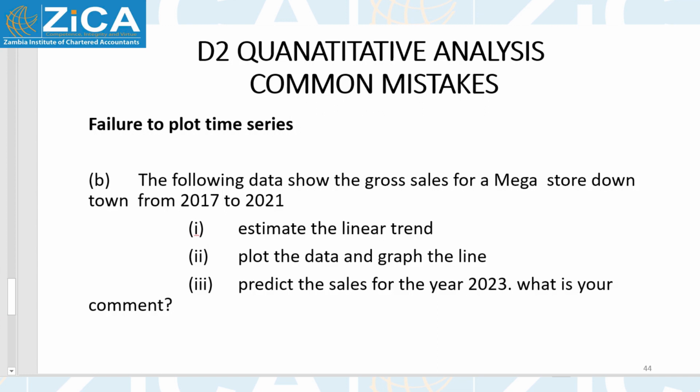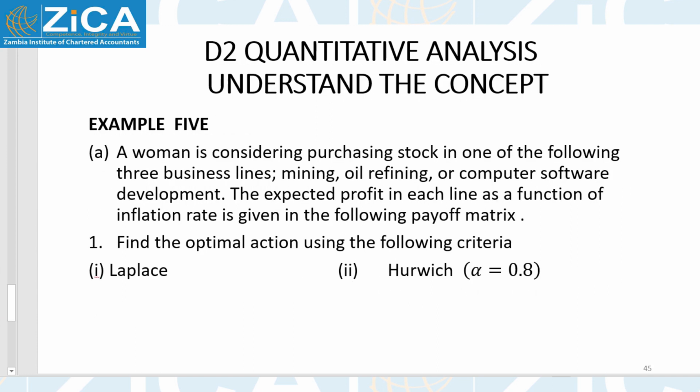Again, the other question where there are common mistakes is the failure to plot the time series. Like if we look at the following data, which shows the gross sales for a mega store in downtown from 2017 to 2019. All we need is to estimate the linear trend, plot the data, and then graph the line, and predict the sales. This is the same as a question on linear regression. But here the common mistake is how you plot the data.